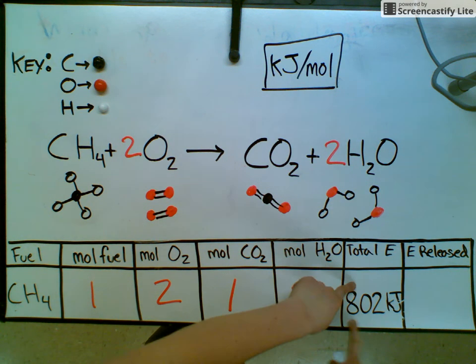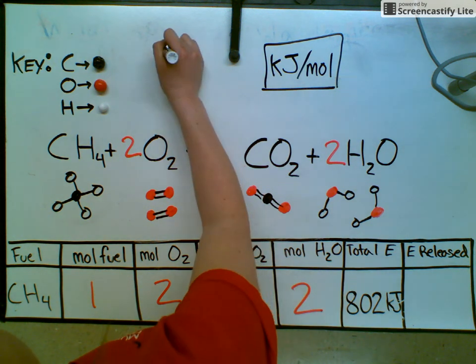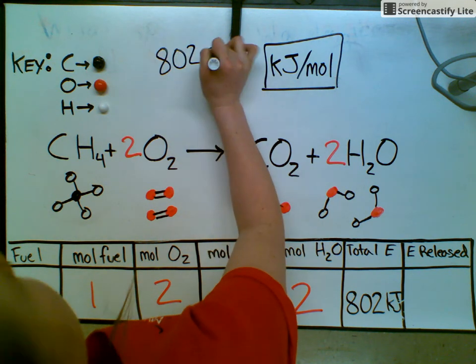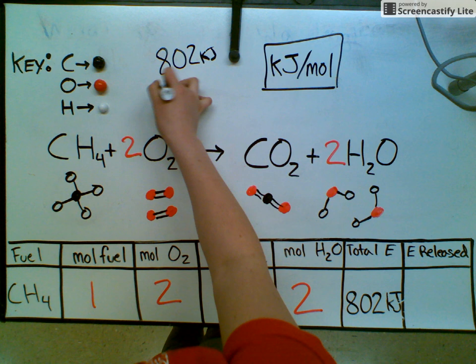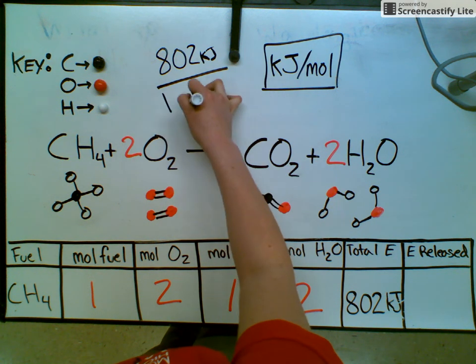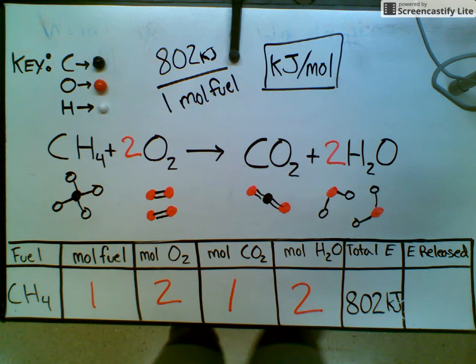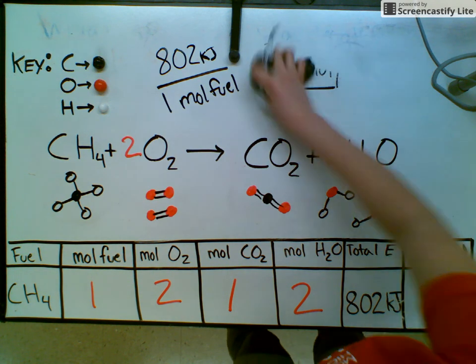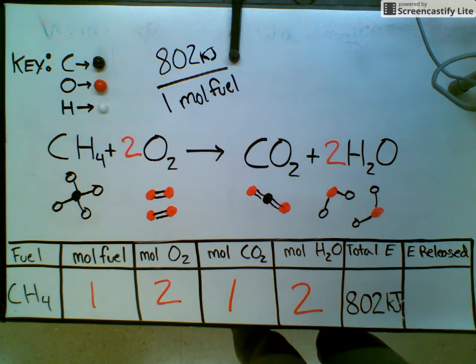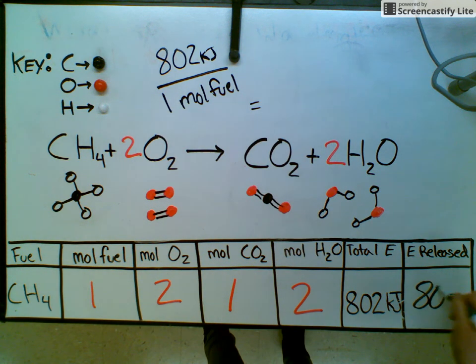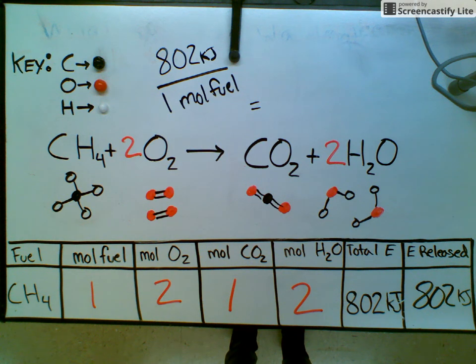That is 802 kilojoules divided by 1 mole of fuel, which will give us our final answer. 802 divided by 1 equals 802 kilojoules. And that's how you walk through number 1.